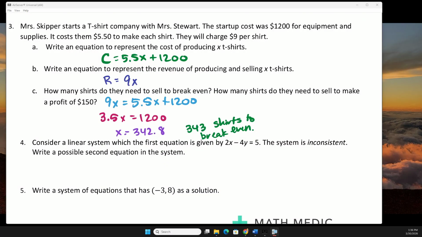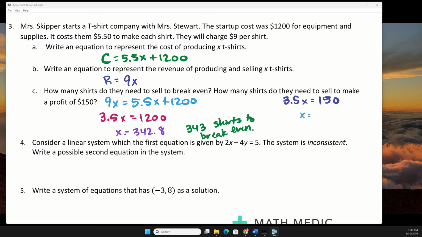All right, so after we break even, then anything after that is just straight profit. And so the second part of this question is how many shirts do we need to sell to make a profit of $150? So how much, after we break even, how much profit are we making per shirt? After it, yeah. 3.50, right? Yeah. So 3.50 times the number of shirts. We want to know when that will equal $150.